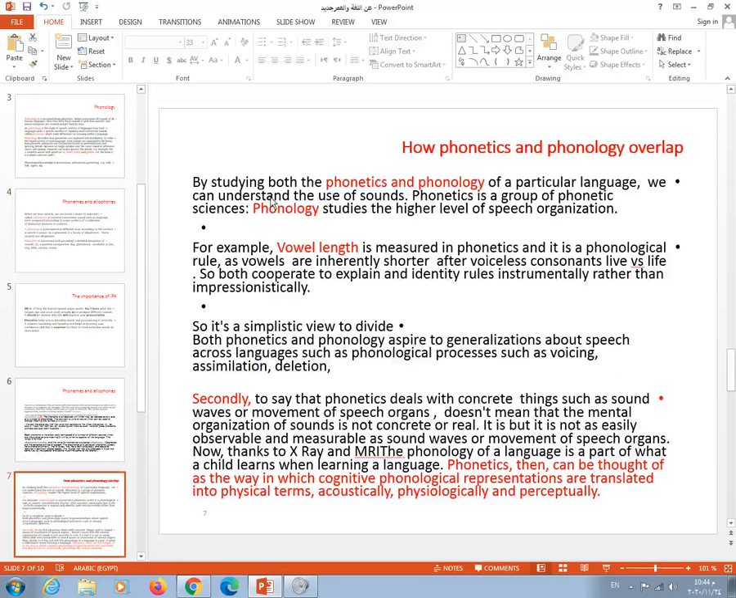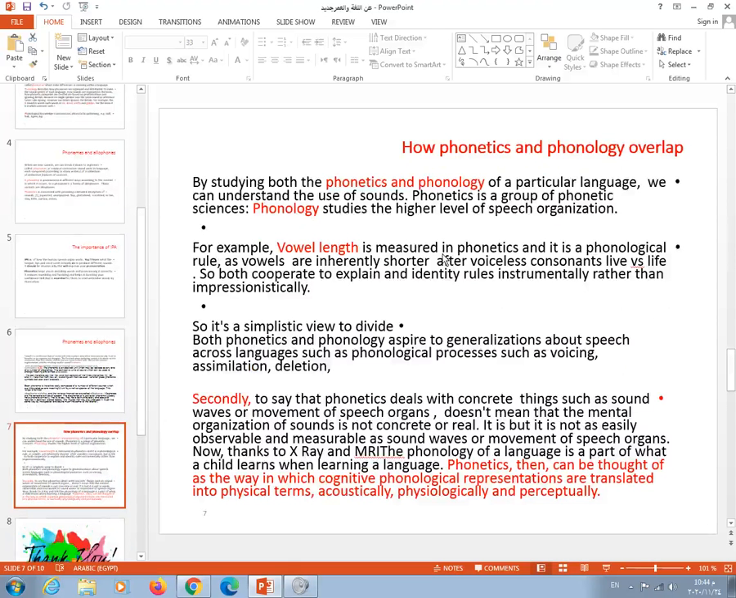Yes, let's talk more about that: how phonetics and phonology overlap. Okay, how do they overlap?